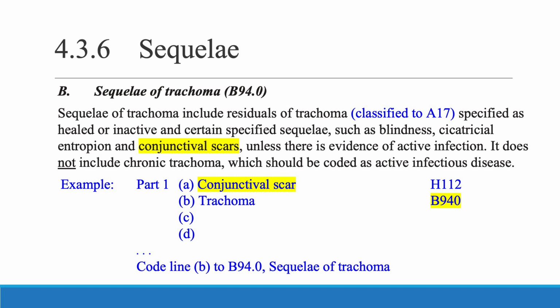In the supplementary example included, the implication is that a conjunctival scar does not occur during trachoma in its active phase, but rather as a sequela or residual effect of trachoma after its active phase is ended. Therefore, in this example, conjunctival scar is coded on line A as indexed, and trachoma on line B is coded to B94.0, sequela of trachoma.